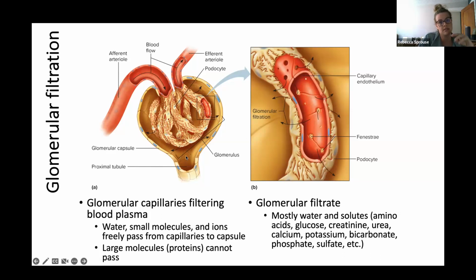The beginnings of urine is here, and that is called glomerular filtrate. We don't call it urine yet because there's a lot more filtration that's going to happen downstream, but this is going to be called glomerular filtrate. It's composed mostly of water and small solutes. Some of them are listed right here. So again, here are those pores, those fenestrations. Our podocytes are also providing slit pores for small things to exit the capillary into the capsular space, all driven by blood pressure.